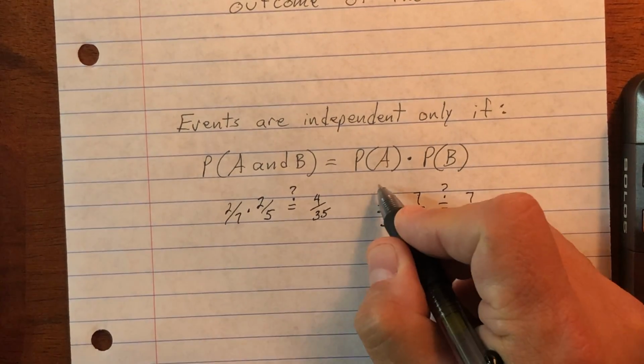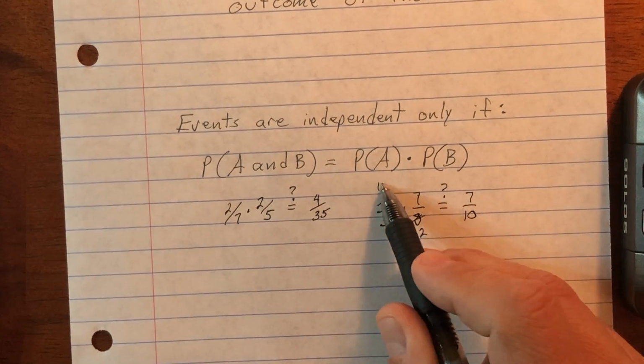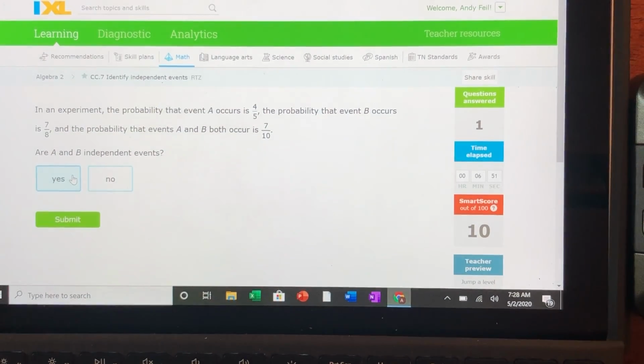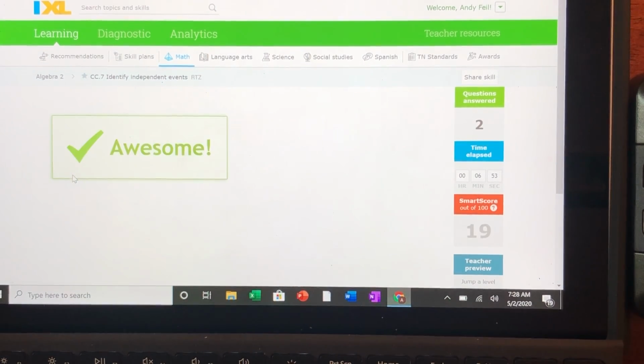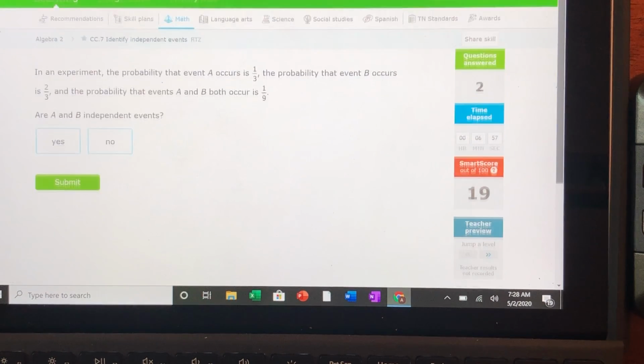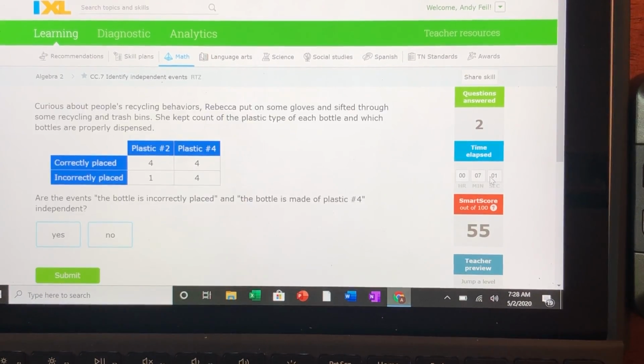Well, let's see what we can cancel out here. The 4 and the 8 cancel to a 1 and a 2. 1 times 7 is 7. 5 times 2 is 10. So yeah, I think in this case, the answer again is going to be yes. Okay? So if it equals, then you say yes. If it doesn't, you say no. Let's skip up a level or two and see if these can get any more difficult.